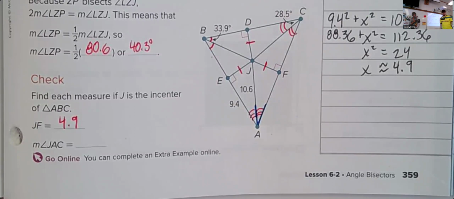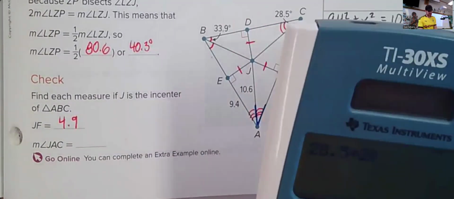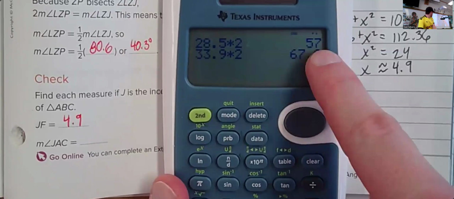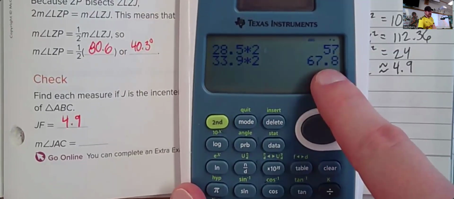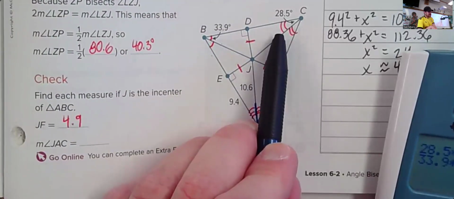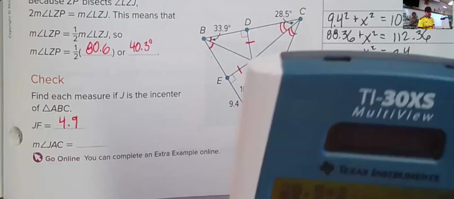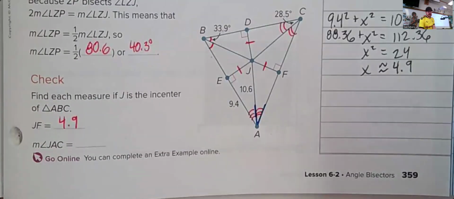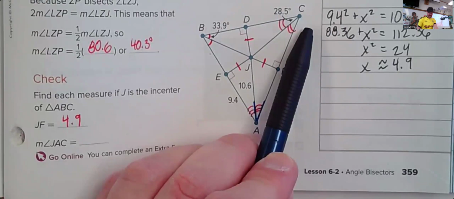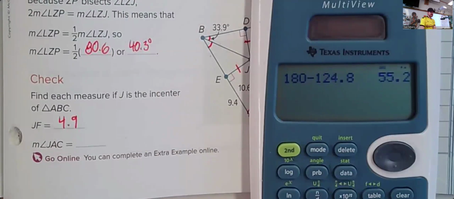So if you double 33.9 and you double 28.5, you get these two numbers here. 28.5 doubled is 57, 33.9 doubled is 67.8. So everything at angle B is 67.8 degrees. Everything at angle C is 57 degrees. If you add those together, you get 124.8. So those two large angles together equal 124.8. If you take 180 and subtract 124.8, you get 55.2, which is everything down here at angle A.